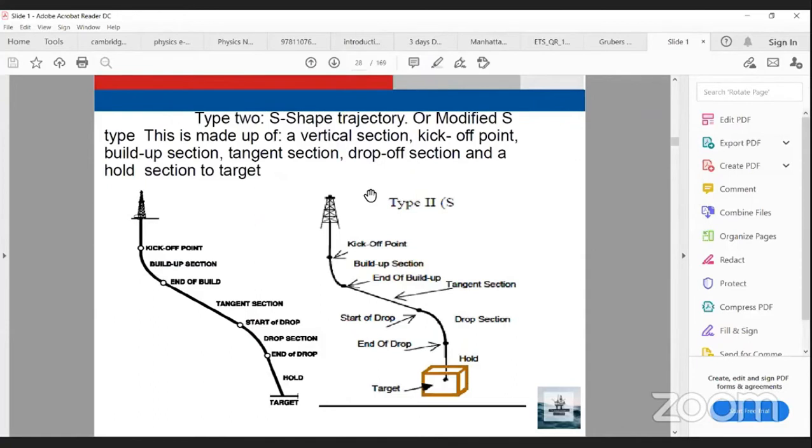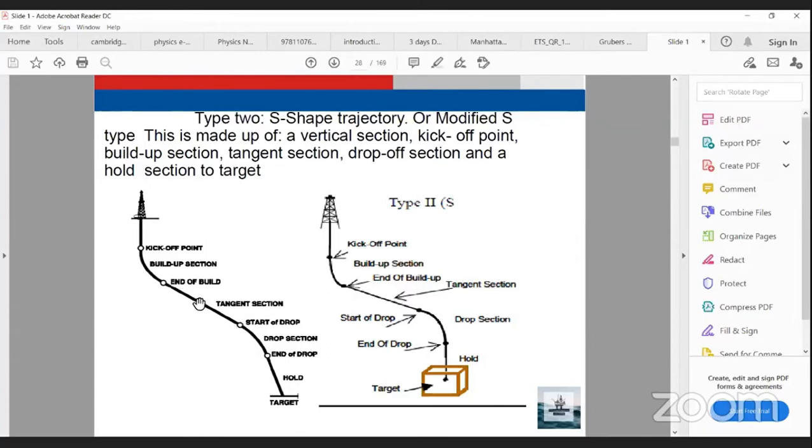This is type 2, called S shape. We have two types of S shape. For the first type, I drill the well vertically until I reach the kickoff point. Then I increase the inclination from 0 until I reach the maximum building angle I want according to the plan. Then I hold the angle until a specific point, which is called the tangent section. As we saw in type 1, there is kickoff point, build up section, and tangent section.